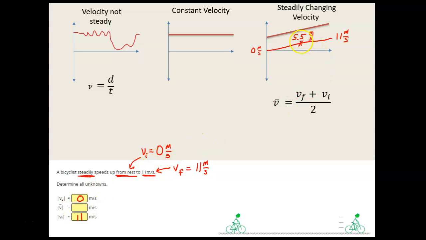Well, our average velocity is, when we're steadily changing velocity, we know our average velocity is going to be right in the middle. So our average velocity is 5.5 meters per second. Okay?